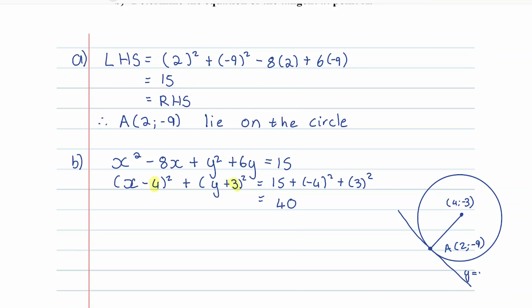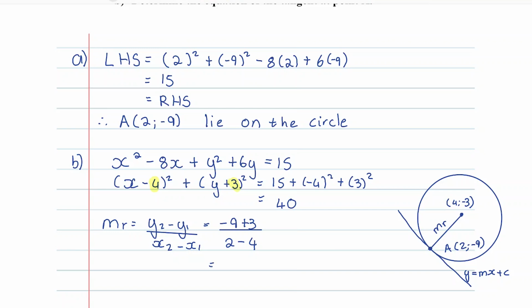So that's going to be y equals mx plus c. We have our point of contact. The first thing we're going to do is find the gradient of the radius. So my gradient of my radius is equal to y2 minus y1 all over x2 minus x1, and that's going to equal -9 minus -3, which is -9 plus 3, all over x2 minus x1. We started with the y value at A, so we start with the x value at A as well, which becomes 2 minus 4.